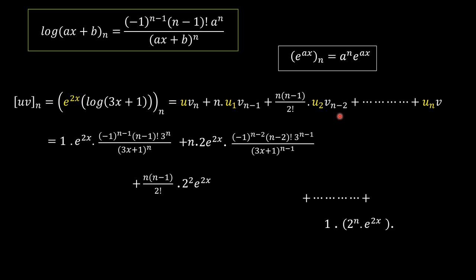Now to get n minus 2th derivative of v, it is enough if you just replace your n by n minus 2 over here. So the term is of the form minus 1 to the power n minus 3 into n minus 3 factorial multiplied with 3 to the power n minus 2 divided by 3x plus 1 to the power n minus 2. And the last term of the expansion is v itself. So what is that v you have chosen? V is log of 3x plus 1. That completes the problem over here.